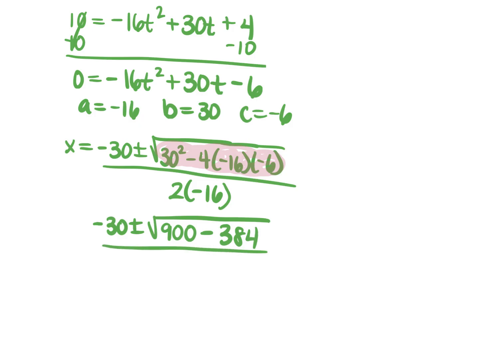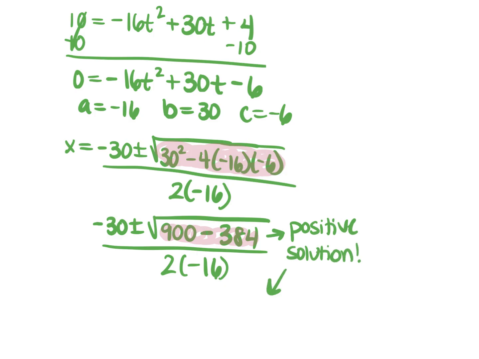Okay, so then, guys, I could even stop right here, right? Because if I subtract 900 minus 384, am I going to get a positive or a negative? Positive. So that means this answer exists. So under here, you're going to get a positive solution. So that means the solution is real, right? Because the discriminant is going to give you a positive.